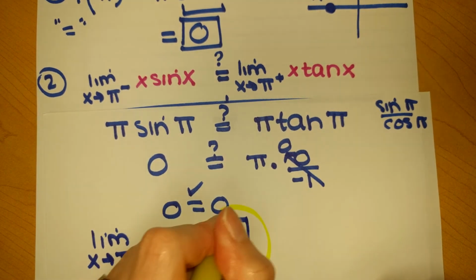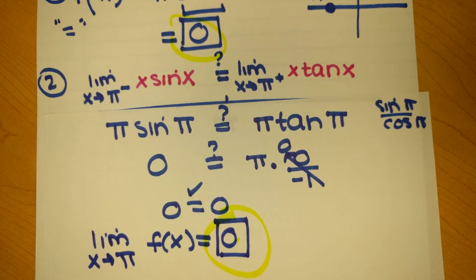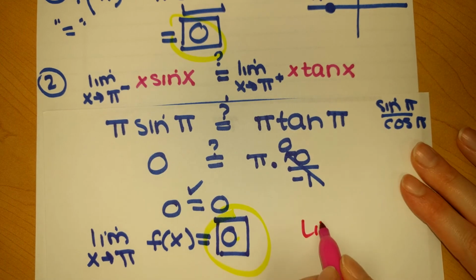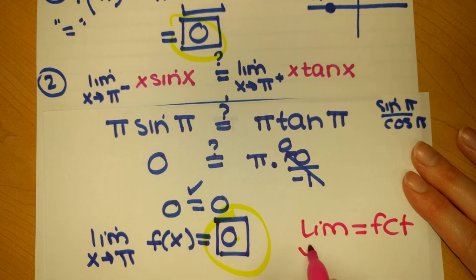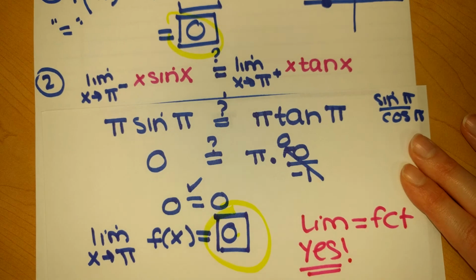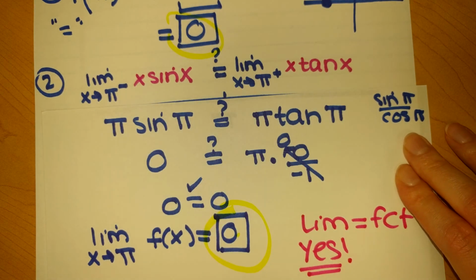So what we have found is that our limit is equal to 0. Our function value is also equal to 0. And because those are the same, the limit is equal to the function, that tells us that yes, it is continuous at pi, x is equal to pi.